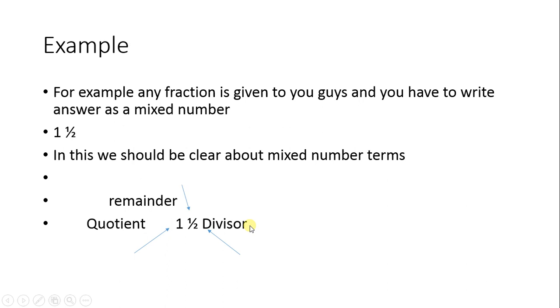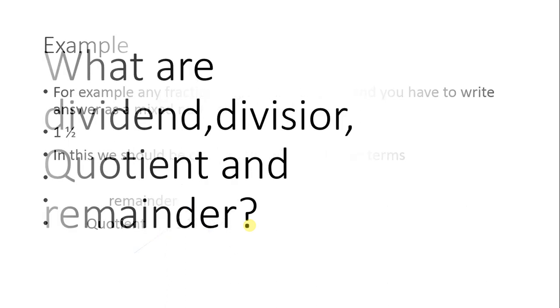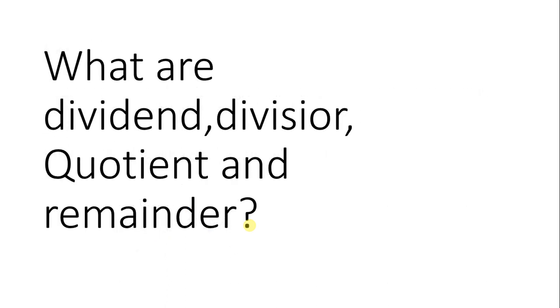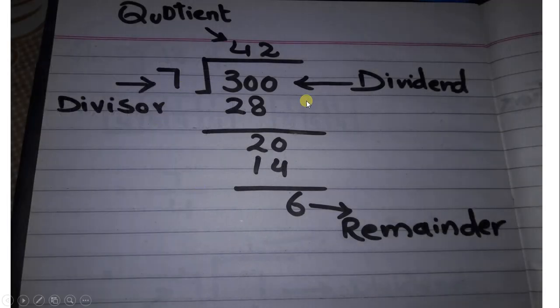But now here is the question, what are these terms? Remainder, quotient, divisor. So we have to learn about these terms, what are the dividend, divisor, quotient and remainder, because these are the requirement of our question. So here was a fraction, that is 300 divided by 7. The number by which I have to divide is 7, and the number which I have to divide is 300. When I divide 300 by 7, I have to read the table of 7 where I can get nearest or equal to 30.